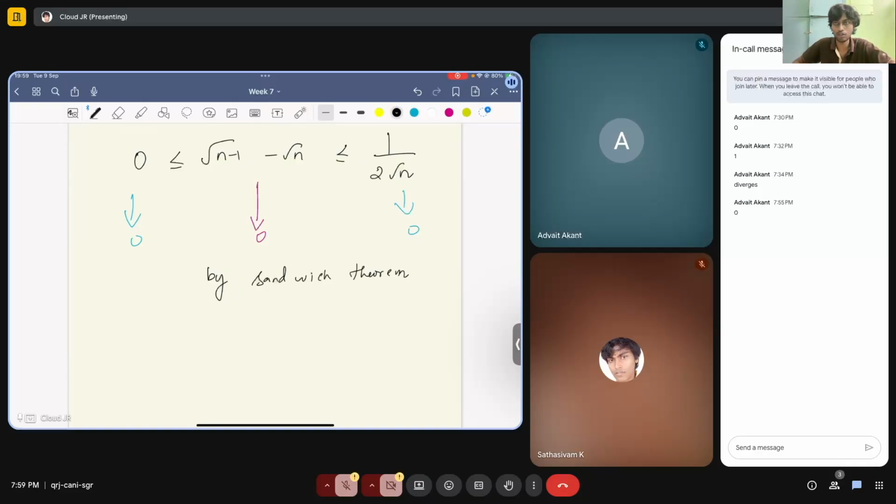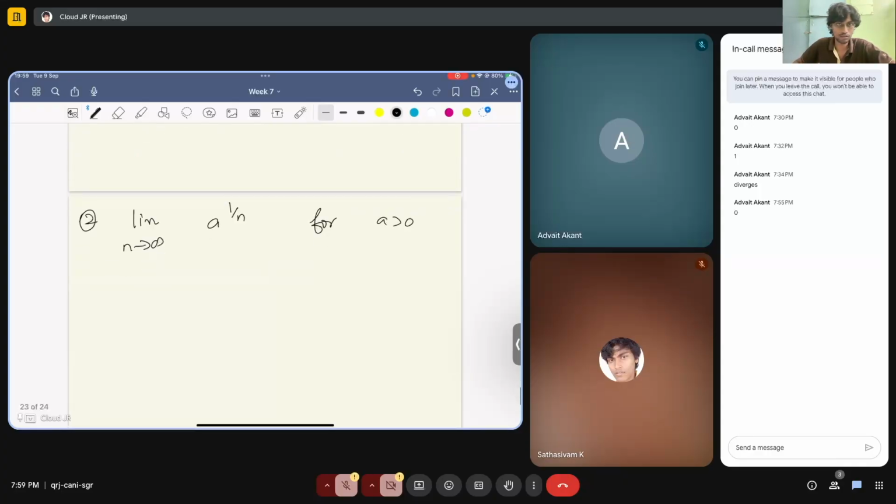So it's very, very useful. Yeah, you just have to set it up properly. Once you set it up, it makes your life very, very easy.